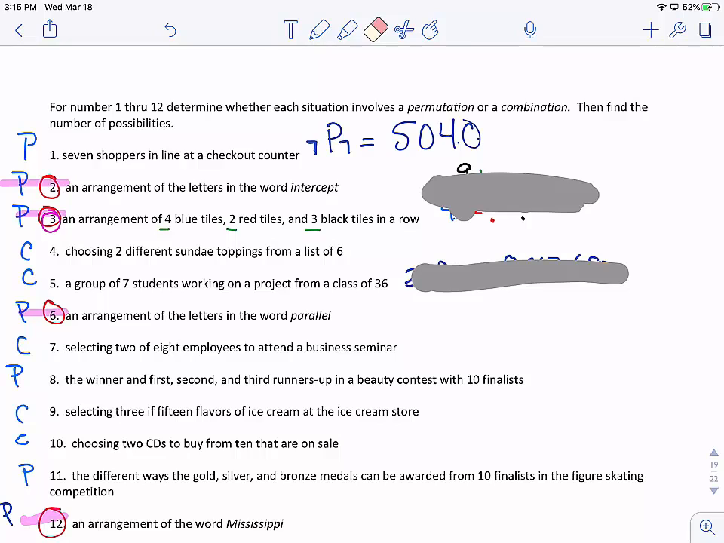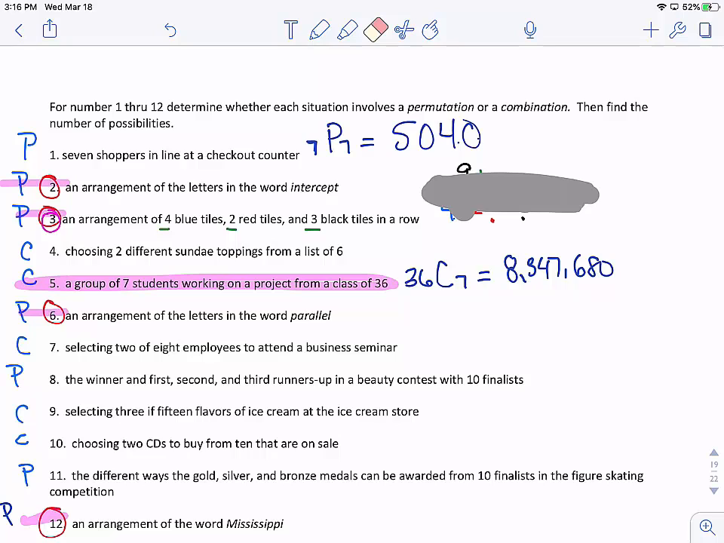If you were to look at number 5, okay, we need a group of 7. We have a group of 7 students that we're going to pick out of 36. We don't care in which order we pick those 7 students, they make the group. So that is a combination, and there's that many ways you could pick different groups.